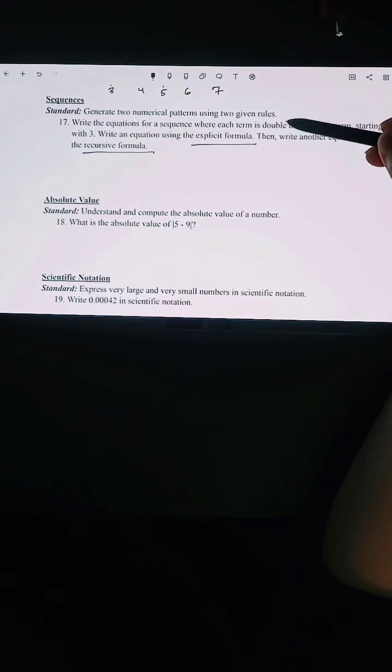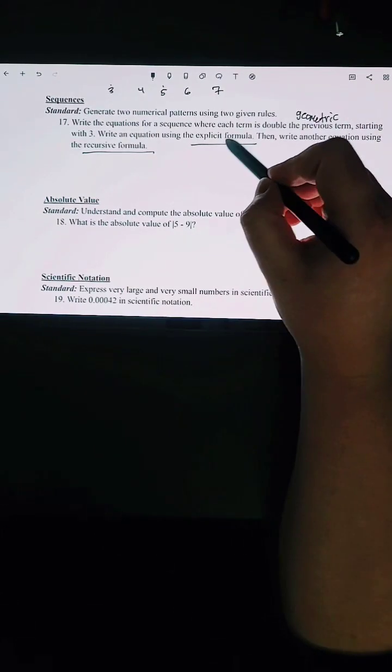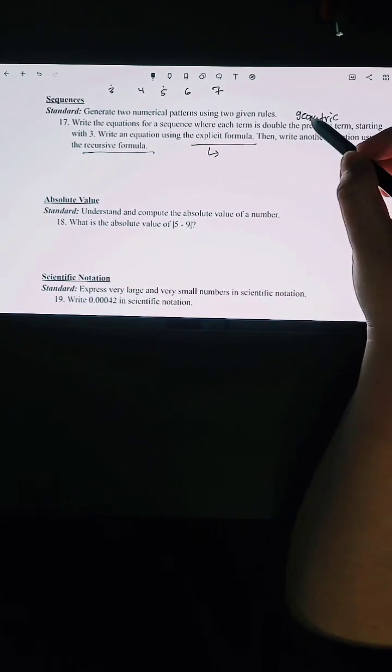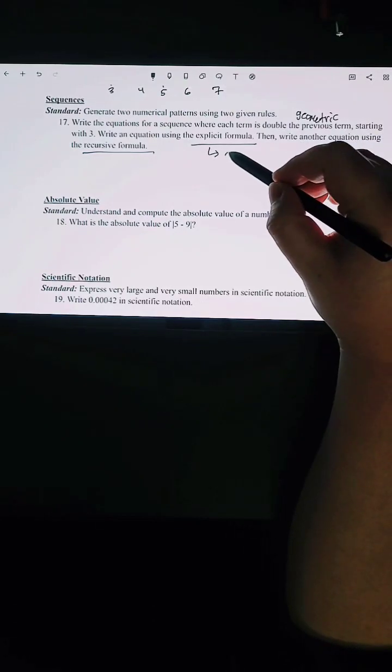So this is saying that we're doubling. Whenever you're multiplying by something, that's going to be a geometric sequence. That's important because when you memorize the formulas, you need to know if you're using the geometric one or the arithmetic one. So let's start with the explicit formula. The explicit geometric formula is like this.